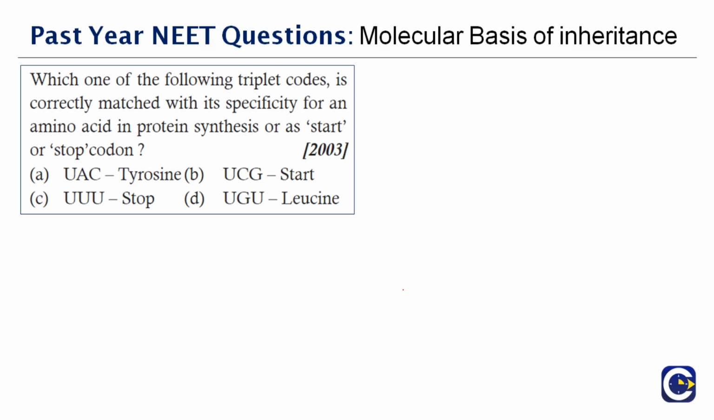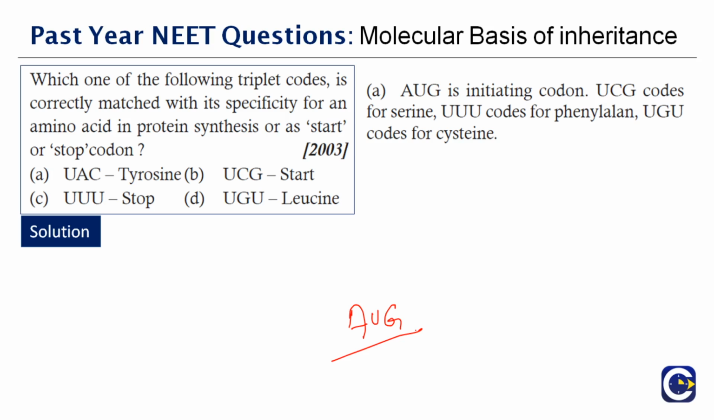Next question. Which one of the following triplet codes is correctly matched with its specificity for an amino acid in protein synthesis or as a start or stop codon? So we all know that AUG is the start codon or the initiating codon, and UCG codes for serine, UUU, that is uracil, codes for phenylalanine, UGC codes for cysteine. So now they have asked which one of the following triplet codes is correctly matched with the amino acid. The one which is correctly matched is option A, UAC tyrosine.